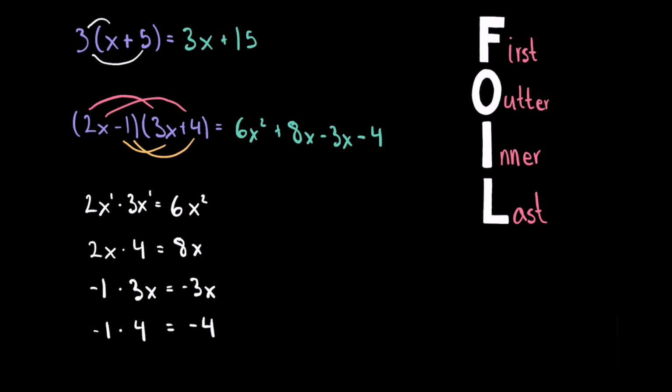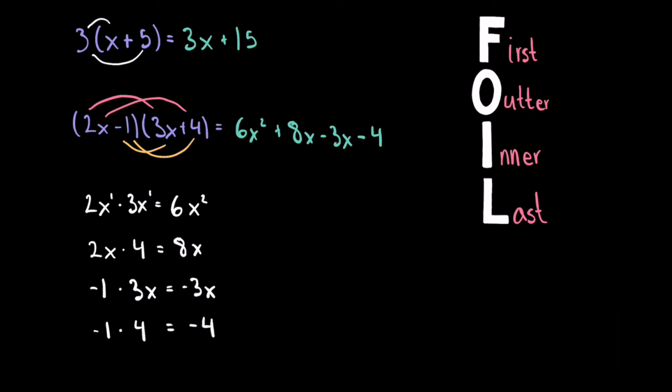We take a look at like terms. In this case, the like terms are 8x and negative 3x. Like terms just mean terms that have the same exponent on x. In this case, we have x to the power of 1 and also x to the power of 1 here. So we're going to add the coefficients on these terms.